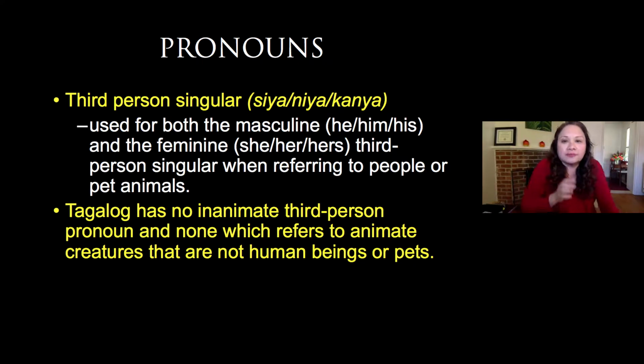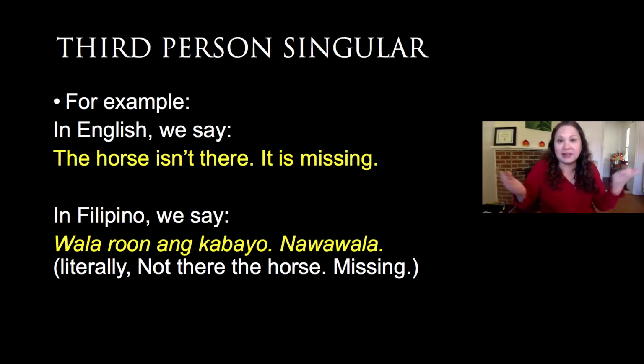It's okay. So Tagalog has no inanimate third person pronoun and none which refers to animate creatures that are not human beings or pets. So as I was saying, Tagalog has no inanimate third-person pronoun and none which refers to animate creatures that are not human beings or pets. So, for example, what if you want to talk about a horse, right? Unless the horse is your pet. So that's a different thing.